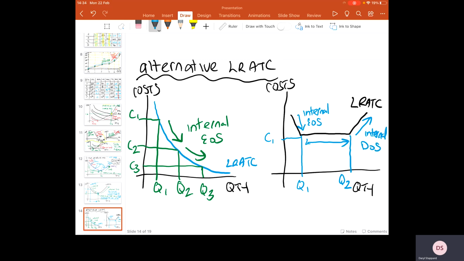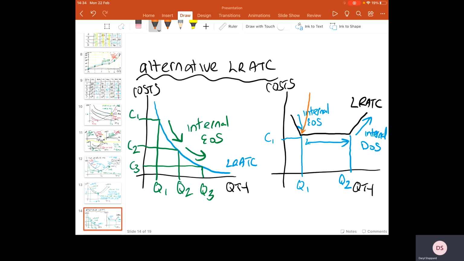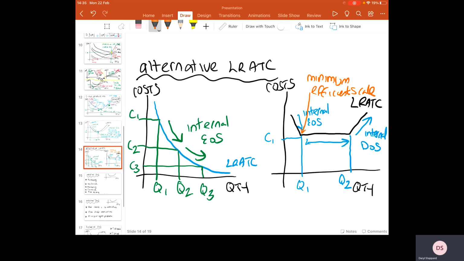diseconomies of scale. Now on this diagram, I want to point out to you as well, this point here. We call this minimum efficient scale. This is the lowest output level that a firm's got to get to have fully benefited from internal economies of scale. So lowest output possible to get to productive efficiency. So this firm must get all the way to Q1 to fully benefit from internal economies of scale.